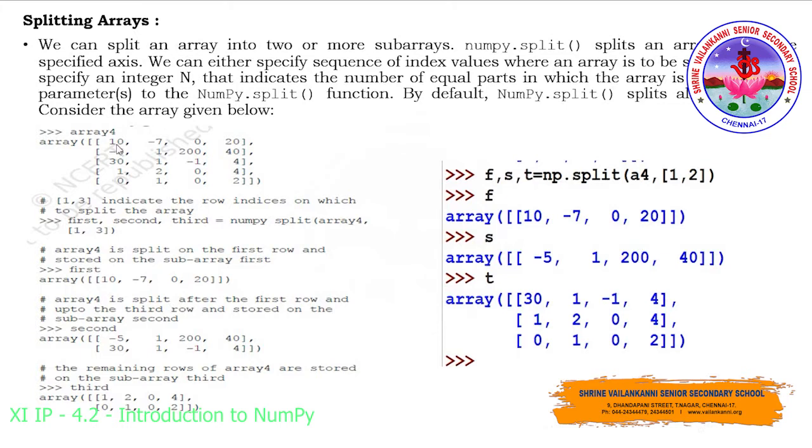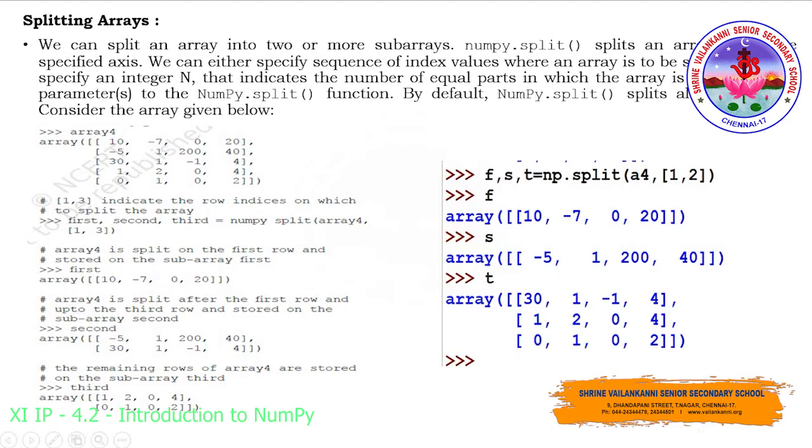One more example, much similar to this, has been given here: f, s and t, which are first, second and third. I have created three variables, and I have given the index values as 1 comma 2. What will happen? For the first variable f, the first row will be split off and assigned to f. In the second variable s, the second row will be split off. And for the third variable t, the remaining rows will be assigned to t. So this is how splitting of arrays will take place.